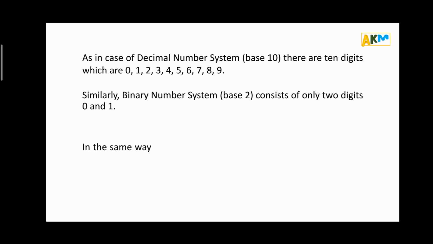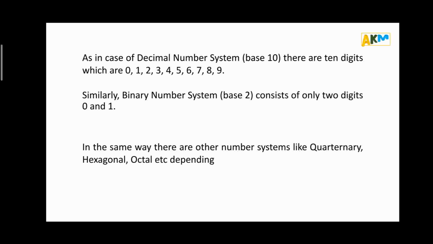Similarly, in the same way, we can say there are other number systems like quaternary, hexagonal, octal, etc., depending on the base. Why the binary number system and the decimal number system have base 2 and 10 respectively, I will tell you in a little while.